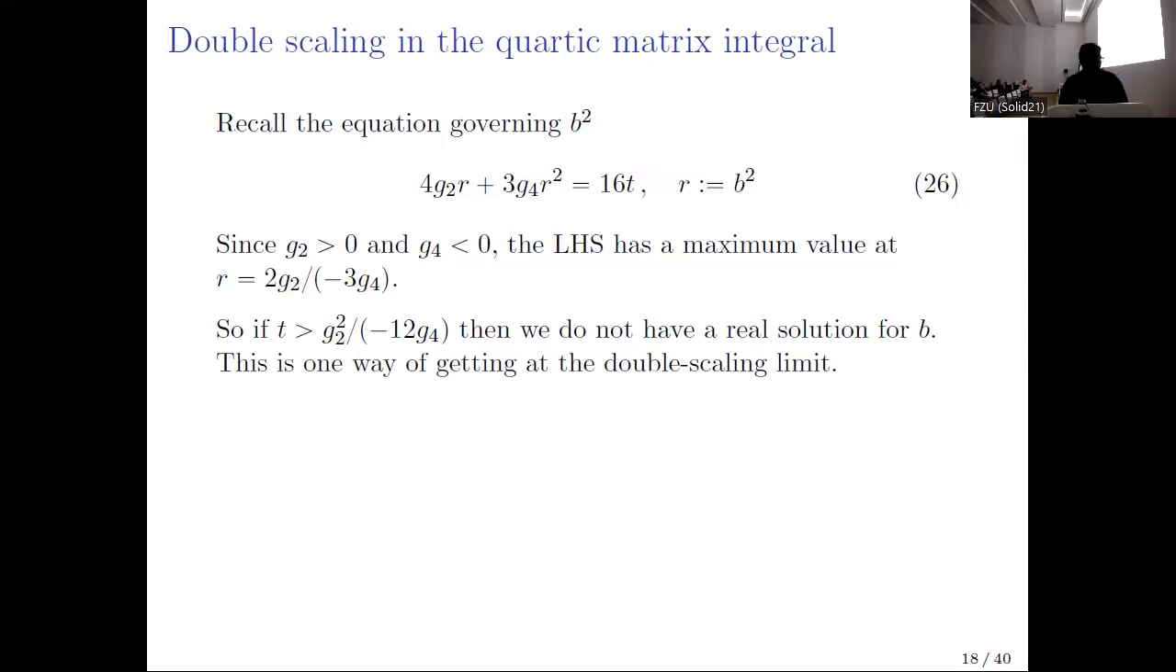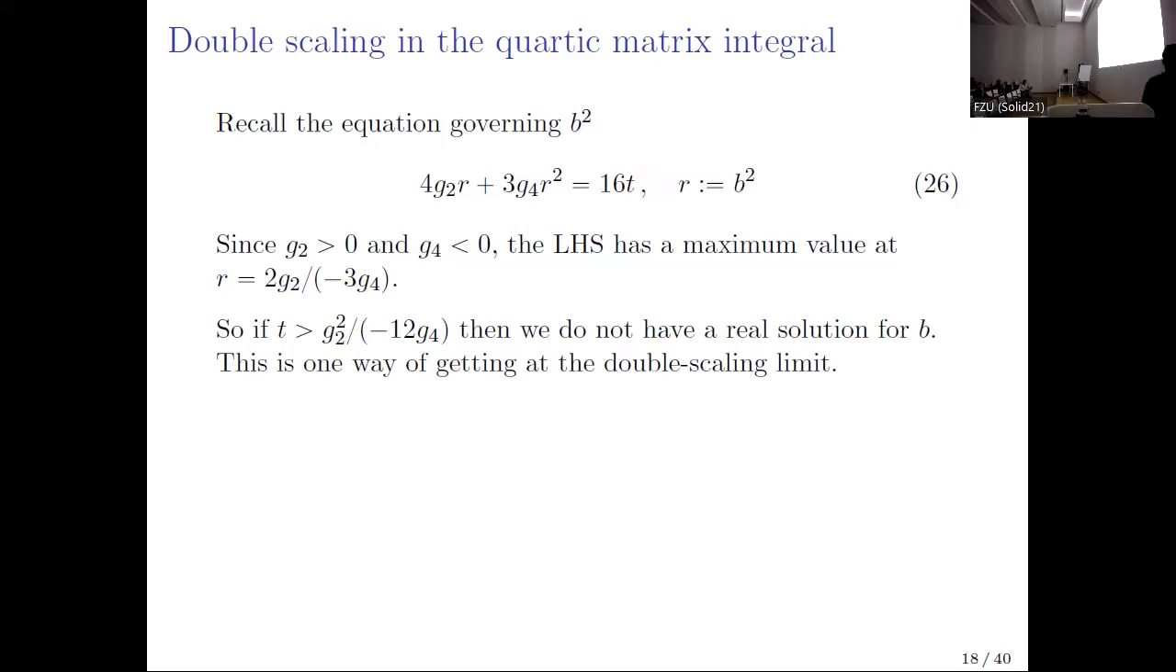Okay, so let me draw another figure. So this left-hand side of this equation as a function of R. So G2 is positive, so it has a linear piece, but then it has a G4 R squared, a negative piece. So it eventually turns around, and it has to be equal to T. T is positive. So we have to solve this equation. We have to intersect it with 16T, the line. So first of all, notice that there are multiple solutions, but we have to take the branch of the solution that's continuously connected to 0. That goes here. So we pick this root.